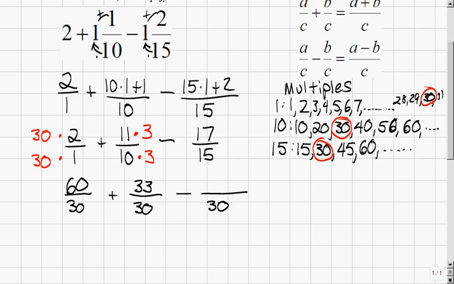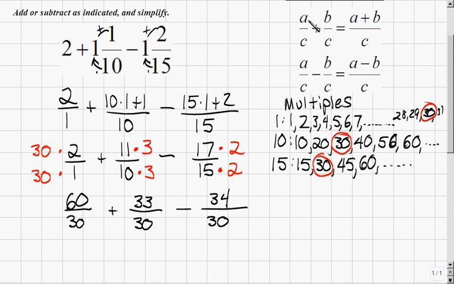And in our last case, 15 times what is 30, we need to multiply that by 2. So multiplying the bottom by 2, we'd multiply the top by 2. So 17 times 2 becomes 34. We now have 3 fractions that have common denominators. So using our rules at the top right says that if we add or subtract fractions that have common denominators, add or subtract the numerators and write that over the common denominator.